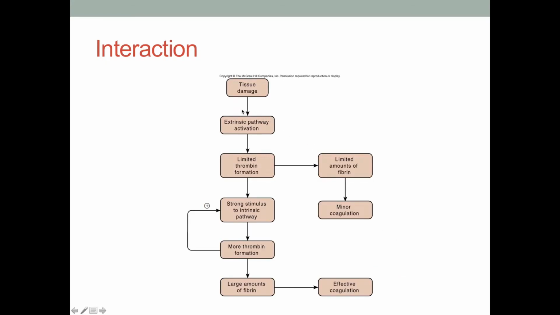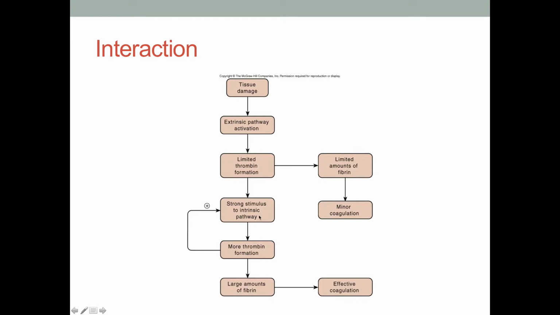So just putting those together, the way that these pathways interact, there's initial tissue damage. So you've got tissue factor that activates the extrinsic pathway. Make a little bit of thrombin. A little thrombin is a little bit of fibrin, a little clot. However, when there's a lot of thrombin, then that's going to signal the intrinsic pathway to make even more thrombin. And the thrombin is really your positive feedback. The thrombin burst is what drives a huge clot being made.